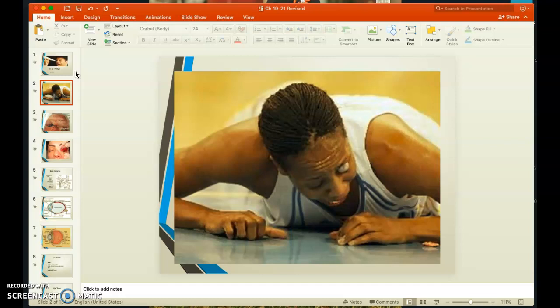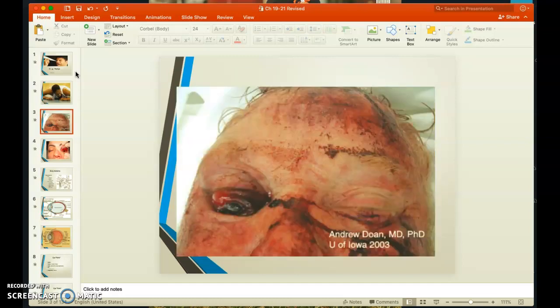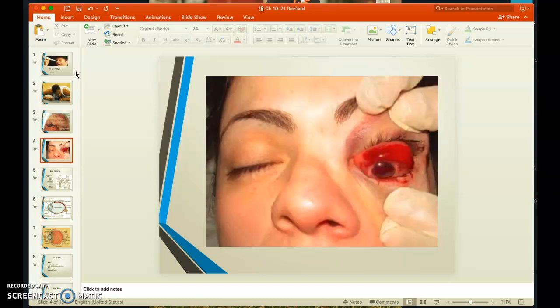Here you can see there's a variety of different injuries and conditions and reasons that we see damage to the eye. Fortunately, eye injuries are relatively rare. However, most eye injuries are very, very significant. So the purpose of this is really just being able to understand and recognize and know what to do when you see some of those injuries.